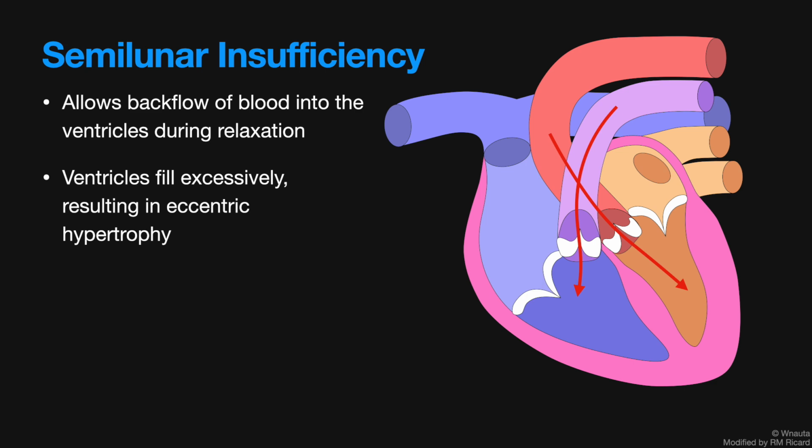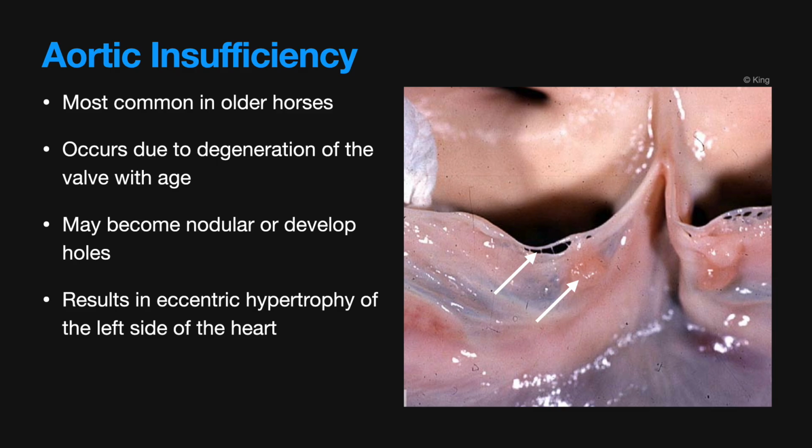Finally, we have semilunar valve insufficiency. When the semilunar valves fail to form a tight seal, it allows backflow of blood into the ventricles during their relaxation phase. This causes the ventricles to fill excessively, resulting in eccentric hypertrophy. The most common form of this is aortic insufficiency in older horses. Aging results in degeneration of the valve, causing it to become nodular or holey. This results in eccentric hypertrophy of the left side of the heart.